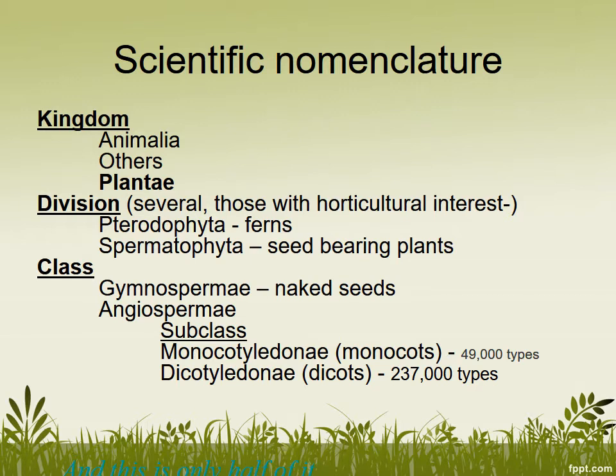Breaking it down even further, this is where it gets a little confusing. We go down to subclasses, and that's broken down into either monocots, which are plants that when they first sprout only come up with one leaf, or dicots, which are plants when they sprout they come up with two leaves. There's some other differences, and we're going to look at all these different groupings in just a moment, but this is generally how the plant kingdom is broken down.